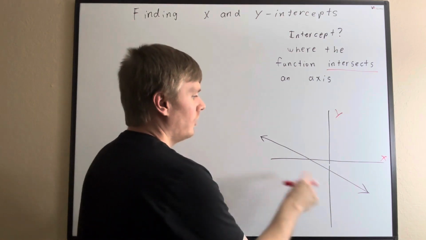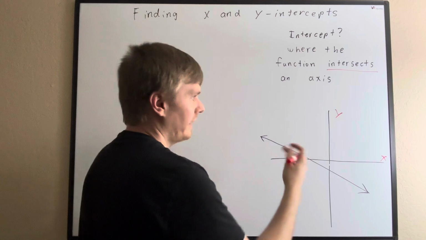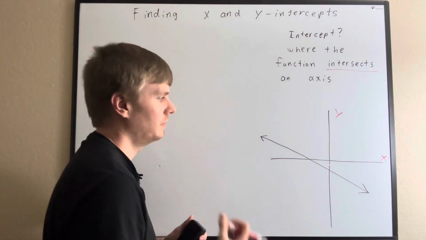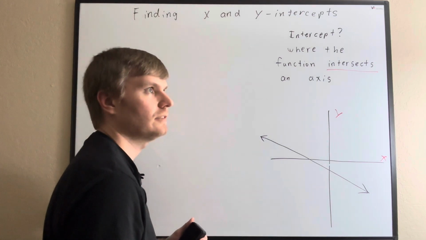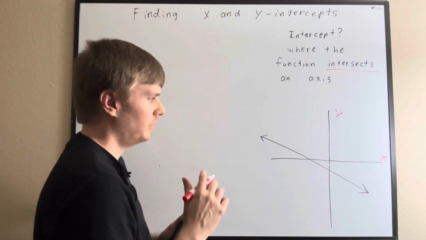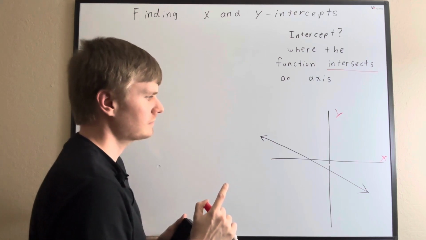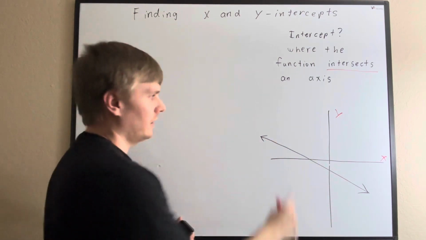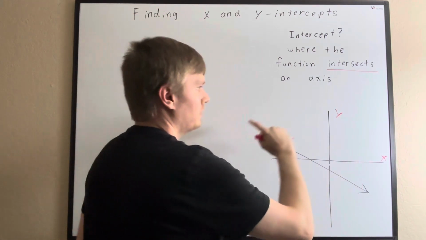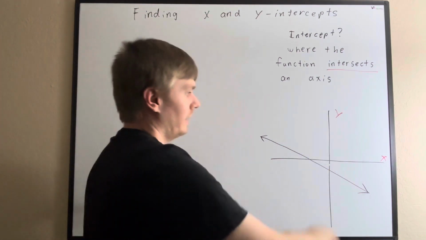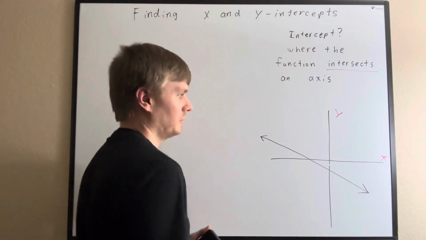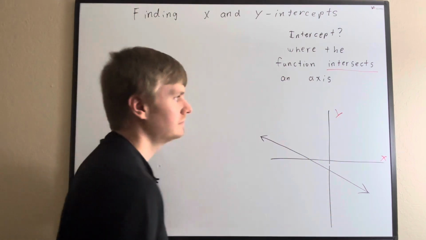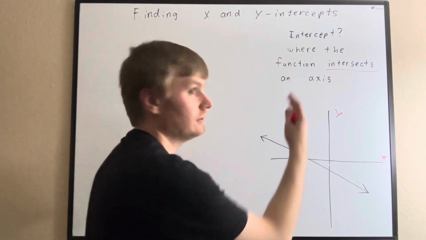Now, not all functions will have x and y intercepts. Actually, most functions have at least one. But lines always have one of each. They always intersect the x-axis and the y-axis. Or you could say the y-axis is a line because it does go on forever in both directions. It only intersects the x-axis once, but it doesn't really have a y-intercept because it is the y-axis.